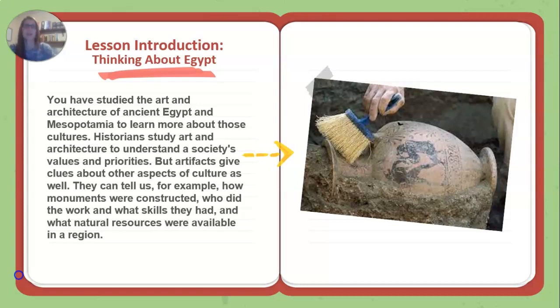Lesson Introduction, Thinking About Egypt. You have studied the art and architecture of ancient Egypt and Mesopotamia to learn more about those cultures. Historians study art and architecture to understand a society's values and priorities, but artifacts give clues about other aspects of culture as well. They can tell us, for example, how monuments were constructed, who did the work, and what skills they had, and what natural resources were available in a region.